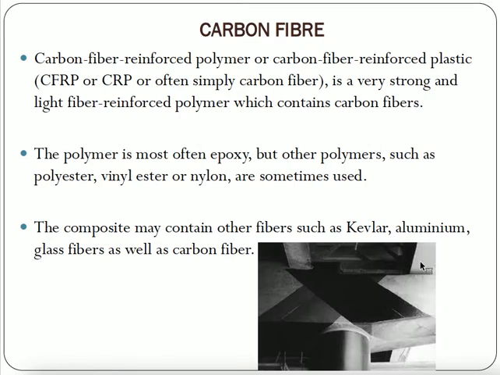The next one is carbon fiber. Carbon fiber reinforced polymer or carbon fiber reinforced plastic, also known as CFRP, is a very strong and light fiber reinforced polymer which contains carbon fibers. This polymer is most often epoxy, but other polymers such as polyester, vinyl ester or nylon are sometimes used. The composite may contain other fibers, such as Kevlar, aluminium, glass fibers, as well as carbon fiber.